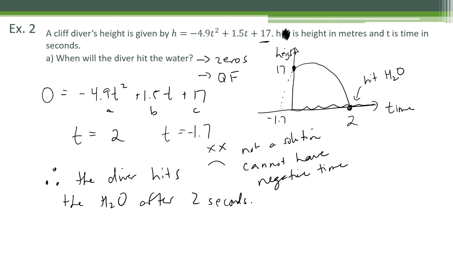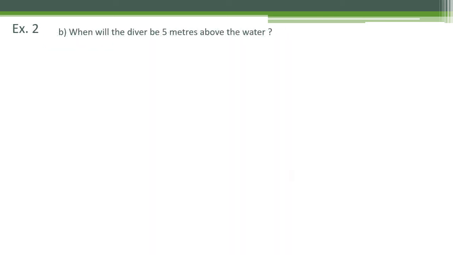Moving on. Same question, but part B. When will the diver be 5 meters above the water? So this is asking you for a specific value, which again means solve, which means zeros, which probably means quadratic formula. They're giving you the height, so you're going to replace h with 5.